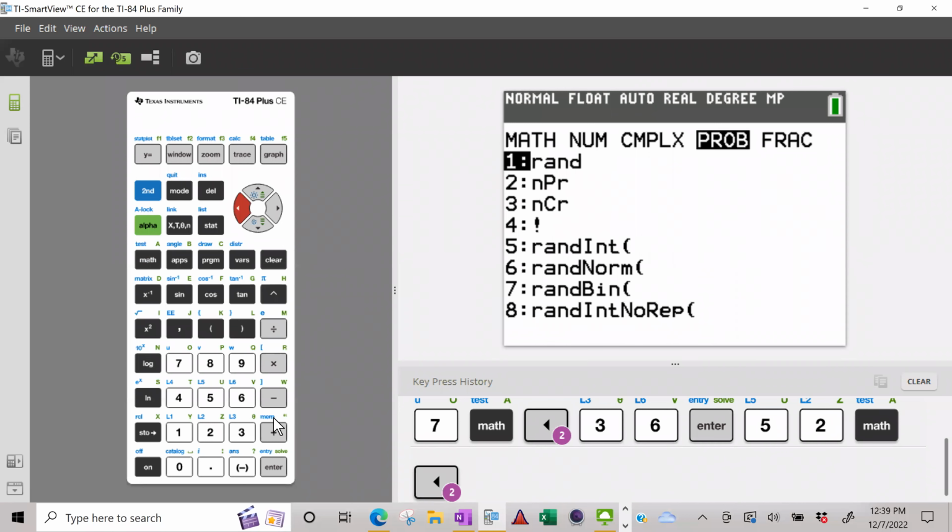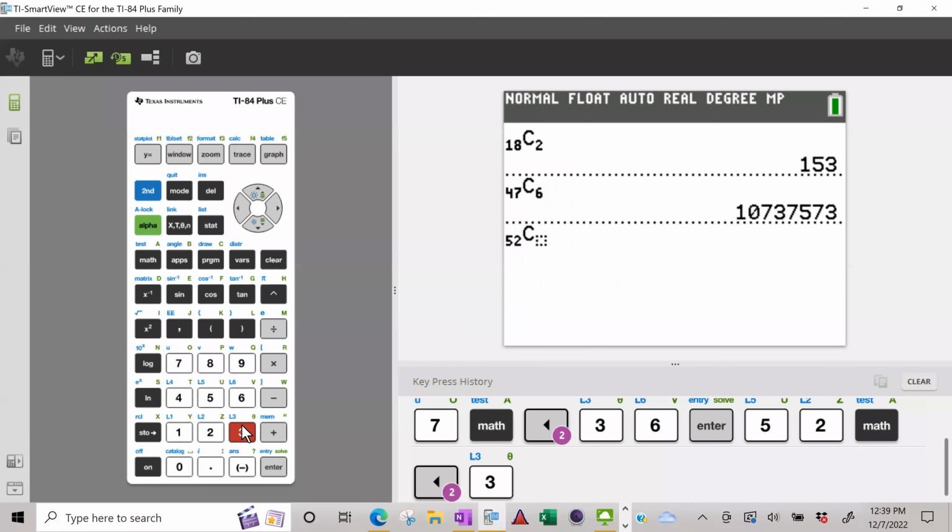So it's kind of a nice little calculation to be able to do and understand. There's more to this. If you want to take my statistics class, we'll cover part of it. It's kind of fun. 52 choose 5. Yeah, just under 2.6 million.